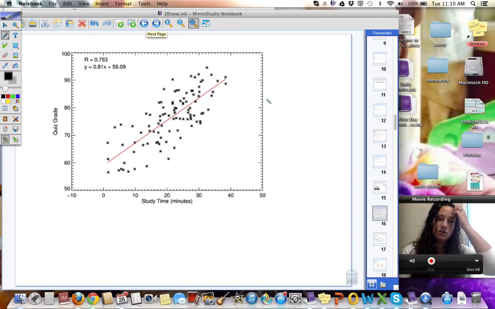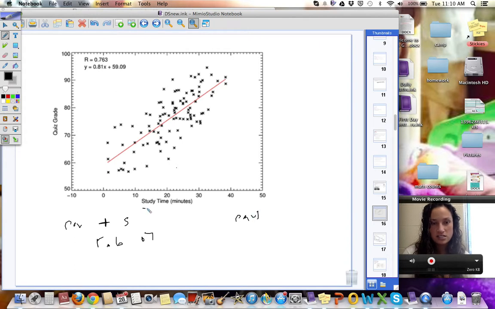Over here, we're just going to look at this, and I hope you can see them on yours. So study time and quiz grade. For the correlation here, we could say that it is a positive correlation. We could say that it's strong, but I wouldn't say it's super strong. If we had an R value, it would be like a 0.6 or a 0.7. That's what we just did. So my correlation coefficient would be a 0.6 or a 0.7. So it's positive and it's strong, but it's not super strong. So that would be my correlation.